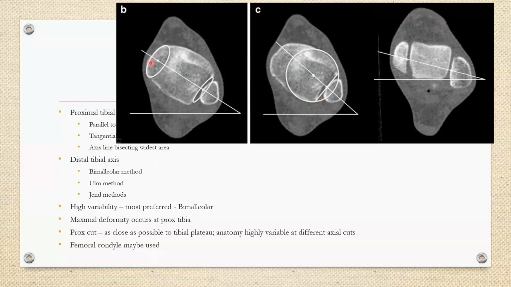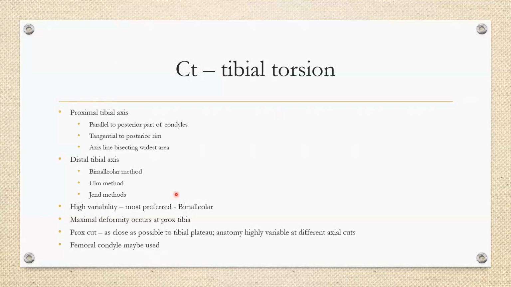Arm's method is the center of the ellipse between the medial malleolus and the incisura. Jend's method is a circle encompassing the distal tibial articulating surface with the tip of the incisura, where the fibula articulates with the tibia. Again, there is high variability with all the techniques. However, the most commonly preferred and more reliable is the bimalleolar method for determining tibial torsion.